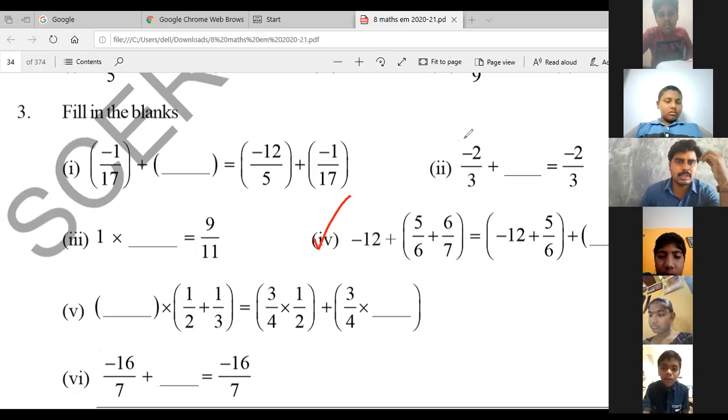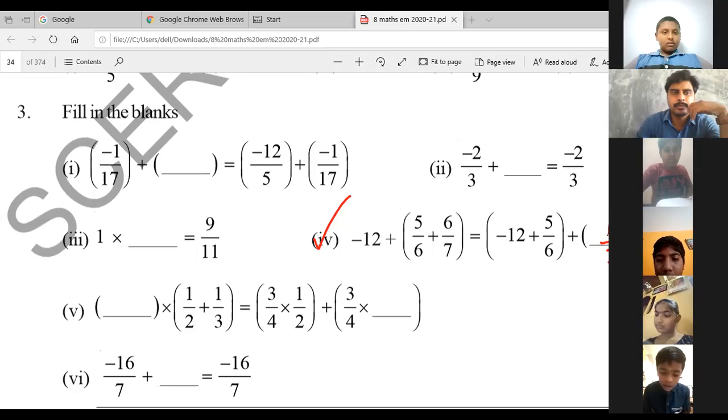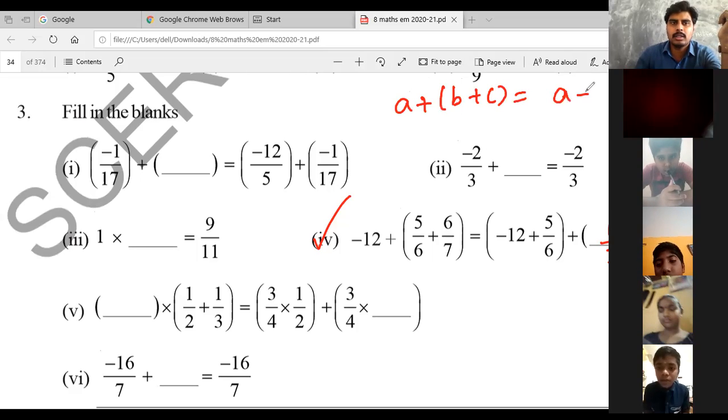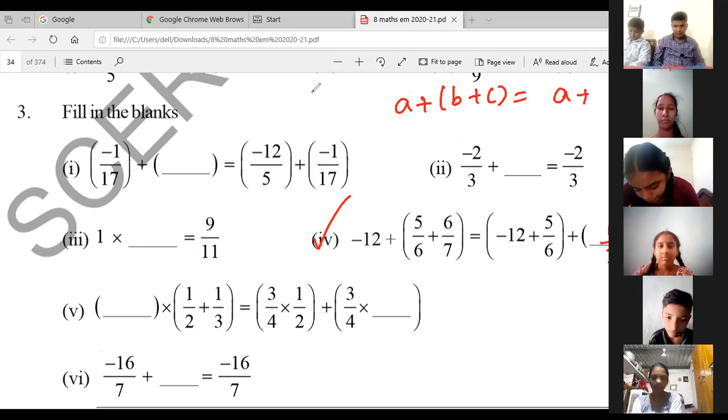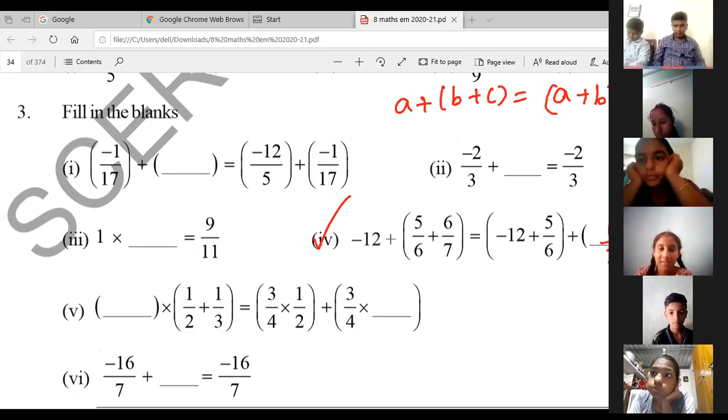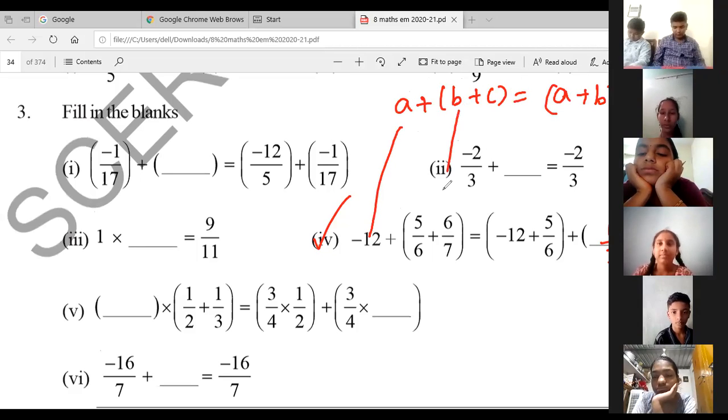Srivastava. Sir, 6 by 7. Nana, 6 by 7. Very good, Nana. Very good. 6 by 7 is the answer. Because what is the property actually? Associative property in addition, right? So a plus b plus c is equals to a plus b plus c, with the brackets grouped differently. Okay, so here a is minus 12, b is 5 by 6, c is 6 by 7. Right. So 6 by 7 is the answer.